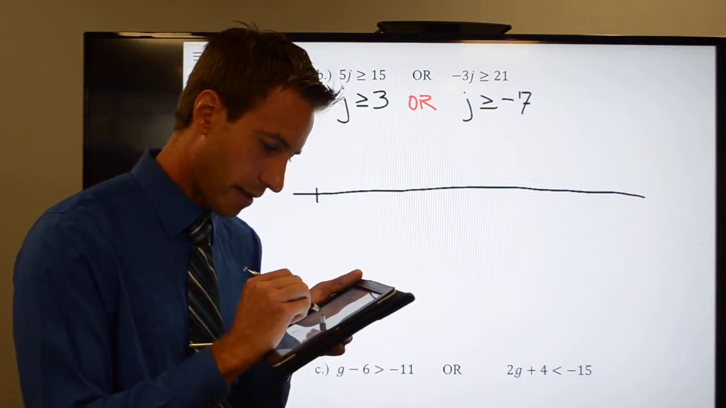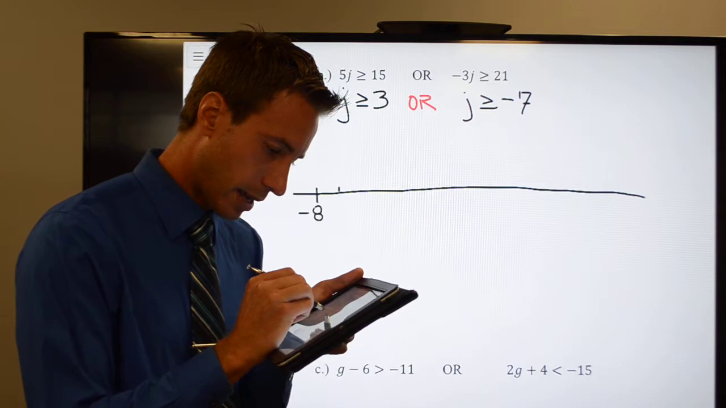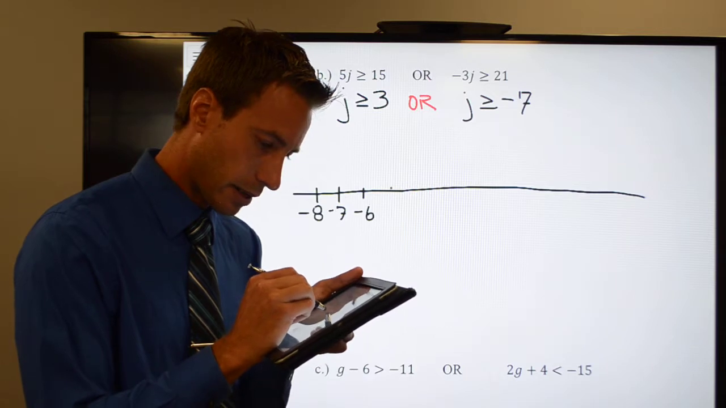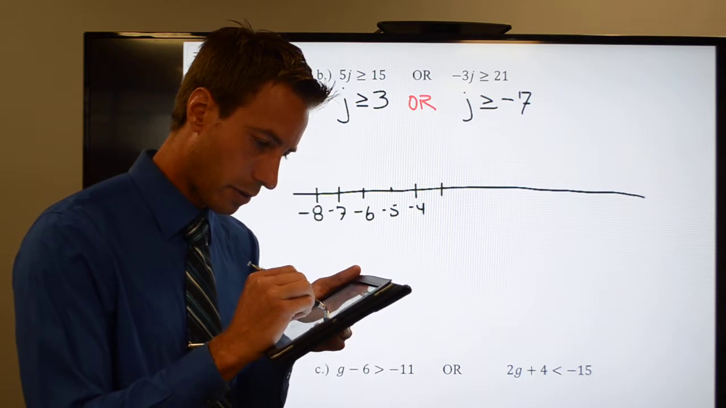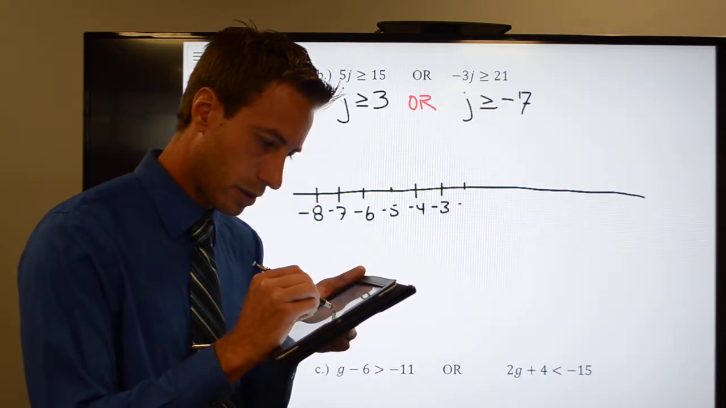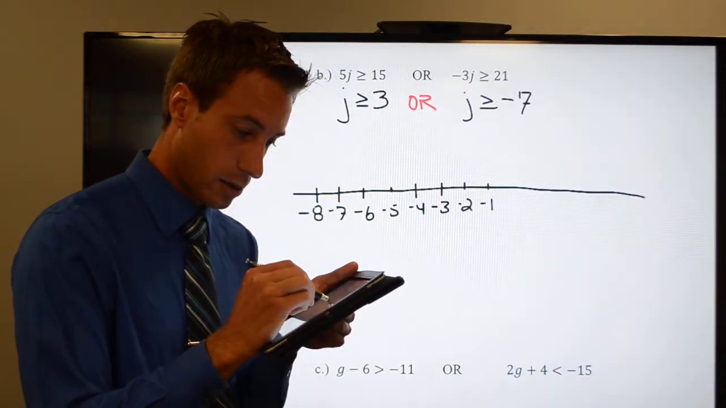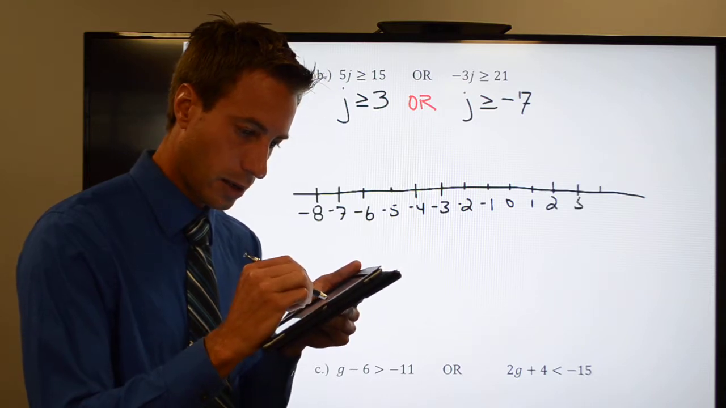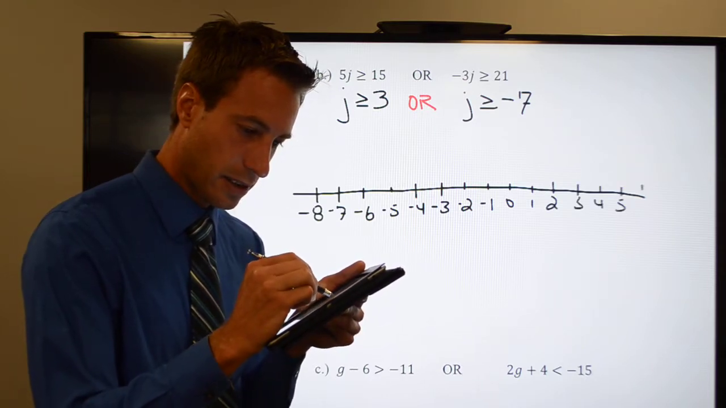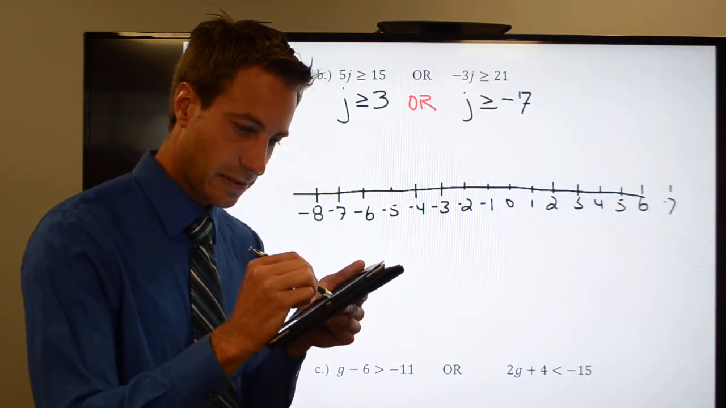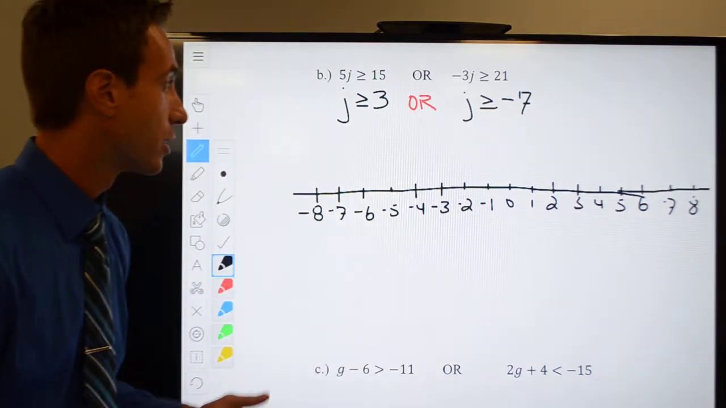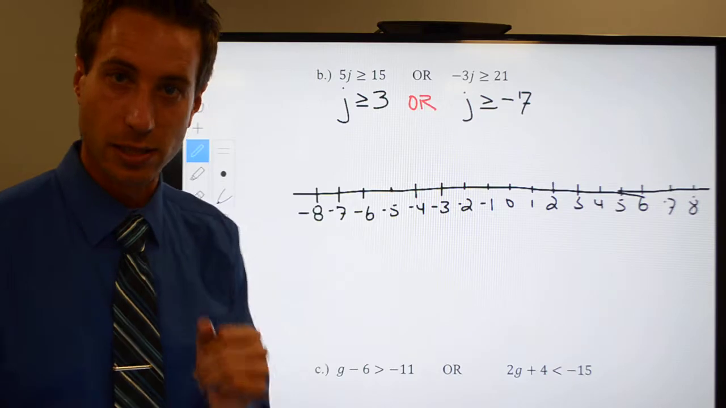I think I can probably get them all on here, so let's try this. We're going to have -8, -7, -6, -5, -4, -3, -2, -1, 0, 1, 2, 3, 4, 5, 6, 7, 8. Okay, I had to squeeze, but we got it in there. All right, there's my number line. Sorry, it's going all the way over there. Hopefully you can still see that.